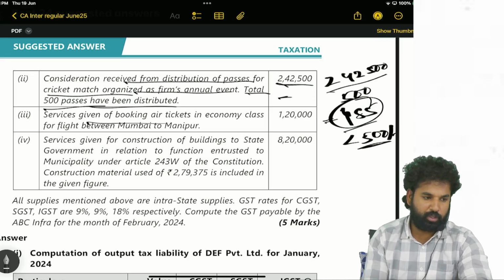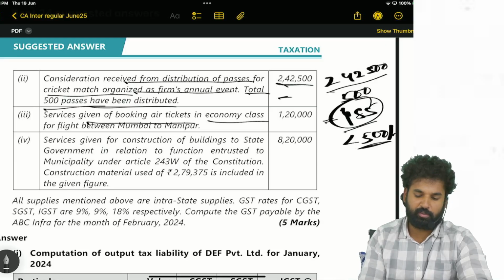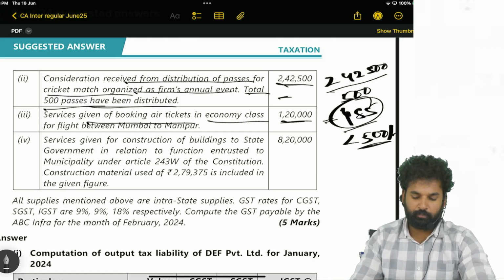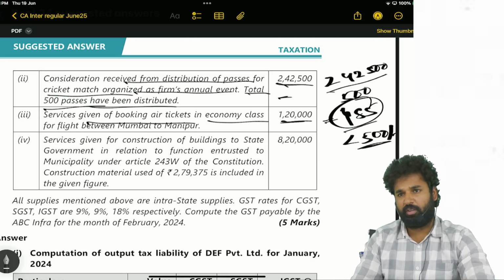Next, services of booking 8 tickets in economy class for 1,20,000, for a flight between Mumbai and Manipur. Taxable or exempt? This is taxable.